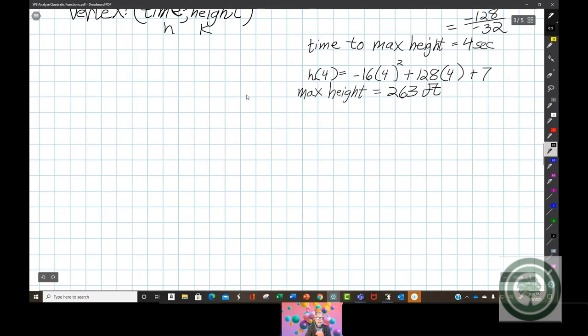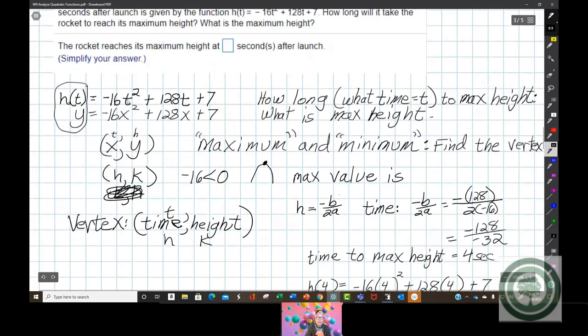So when you're using this, you have to get used to, sometimes they use other letters other than X. But if it acts like an X, then it can be treated like an X. And if it acts like a Y, it can be treated like a Y. So whenever you're asked to find the maximum or the minimum, all you're being asked to do is find the vertex. And the hard part is going to be figuring out what is my X, what is my Y? That is, what is my H, what is my K?